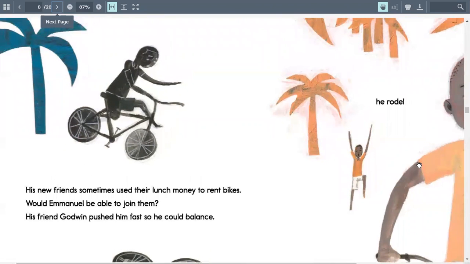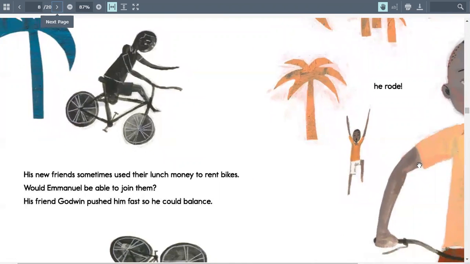So he was doing things that people with two legs could do. He learned how to play soccer and he learned how to ride a bike.